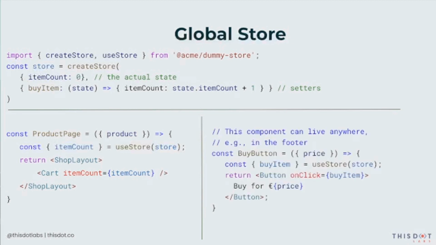And finally, we're going to do the buy button. And we can put that button anywhere. We can even have multiple of the same button. They're all connected to the same store, so they can all access those setters, those mutators, and change the state.